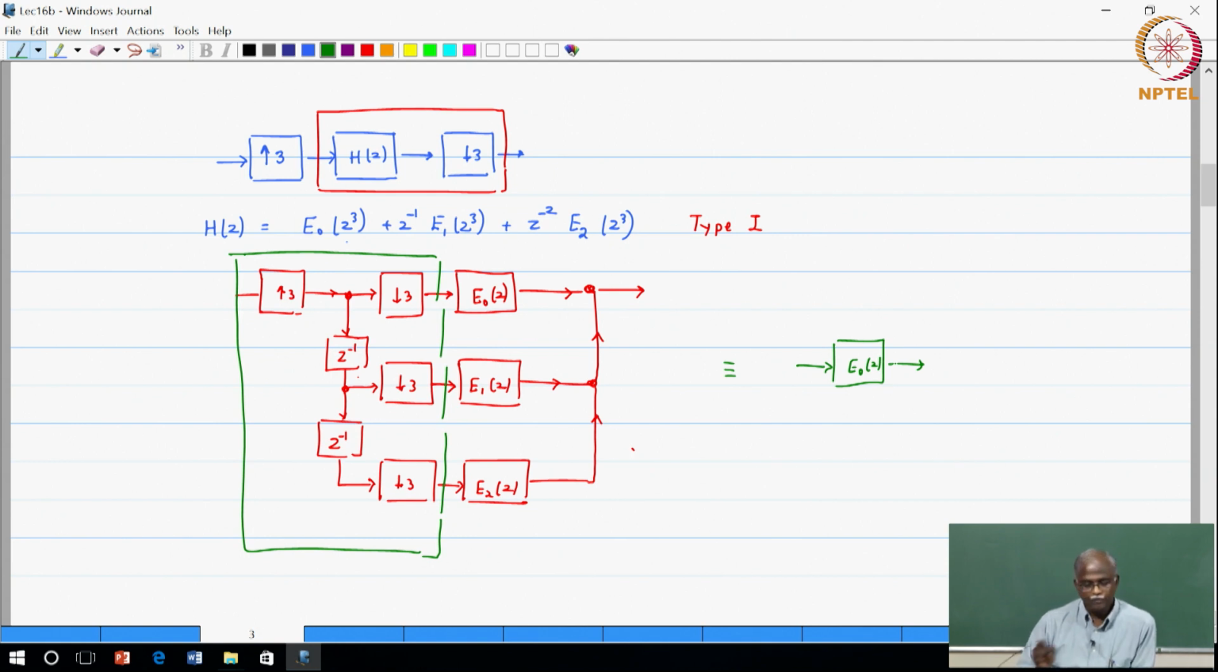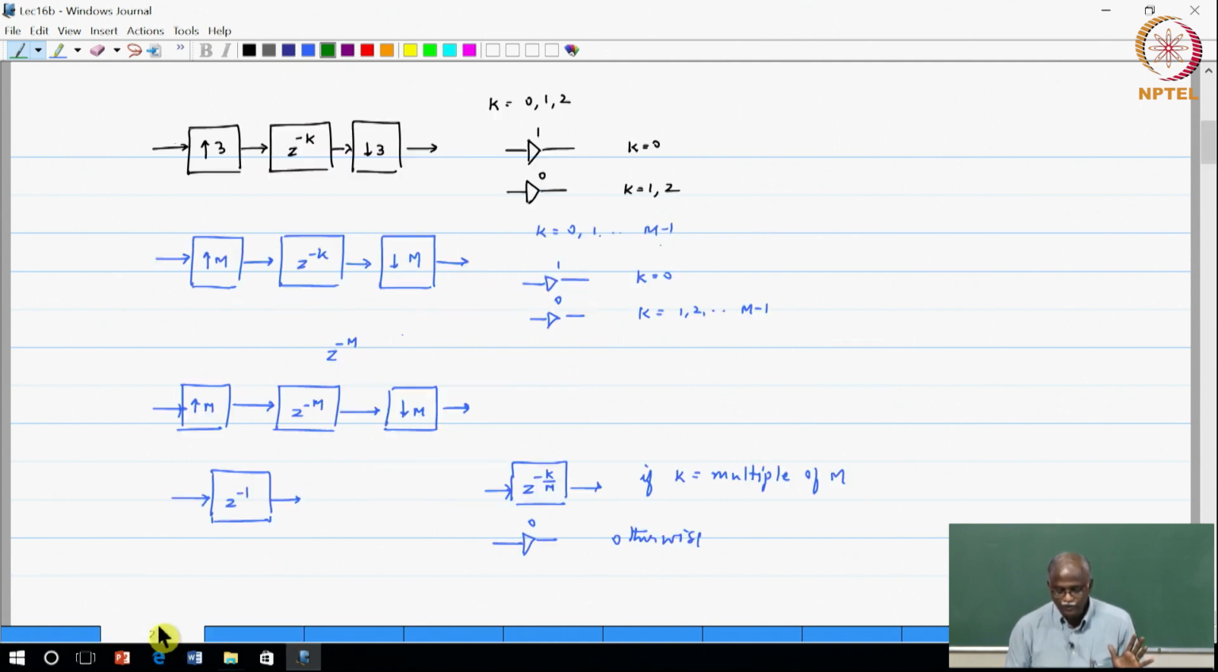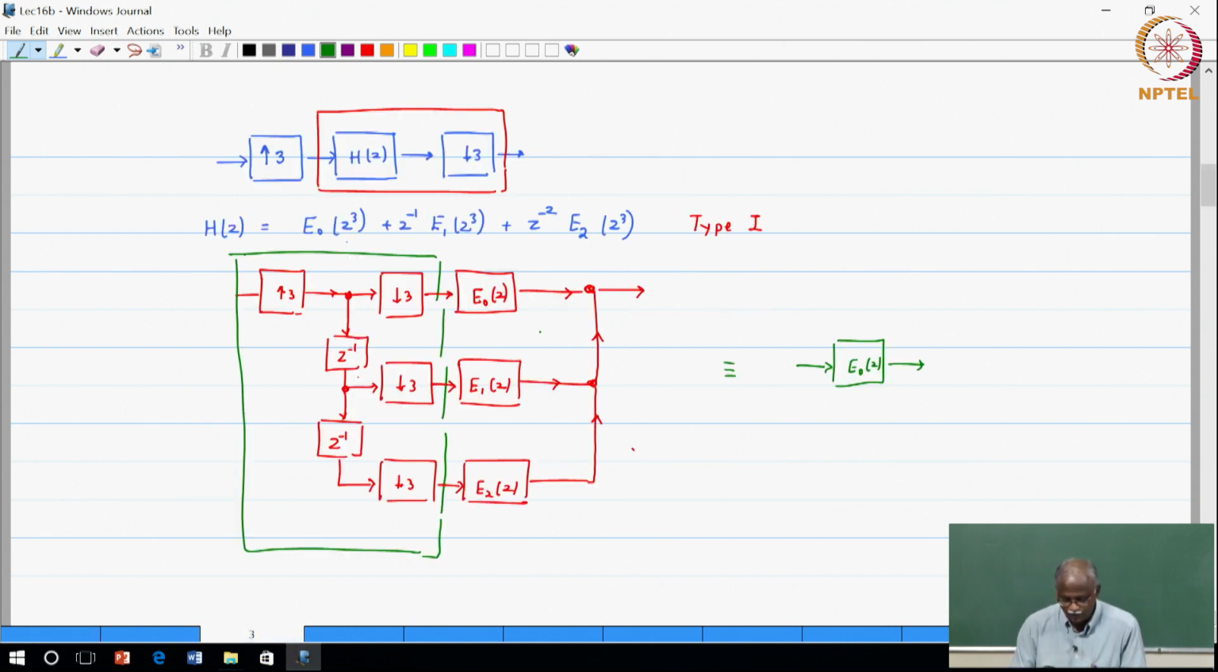Okay. I hope you are able to see the simplification and how we have used the result that we have just obtained. So, the result was upsampling by a factor of m, z power minus m, downsampling by a factor of m, or z power minus k in the general case, invariably will come out to be a gain of 1 for one of the cases, and it will be 0 for the others, and we can always exploit that when we have multirate structures. I hope you can see one of the advantages of this particular result that we have shown.